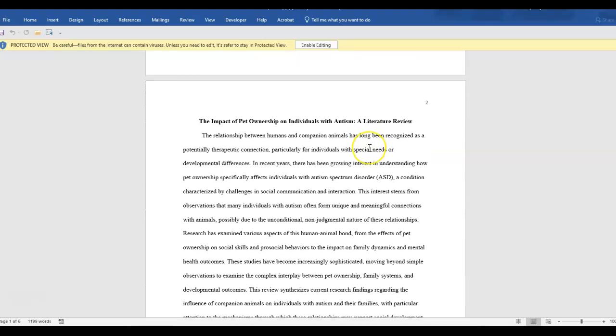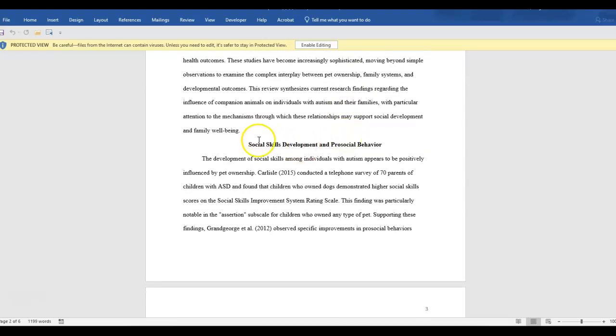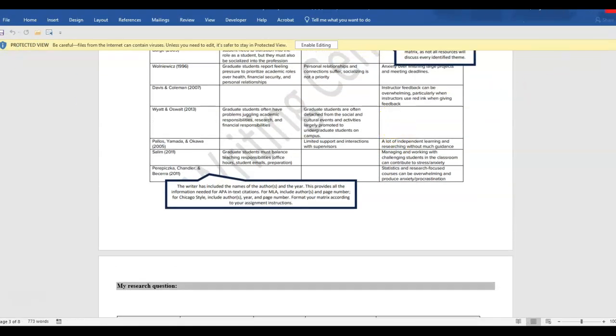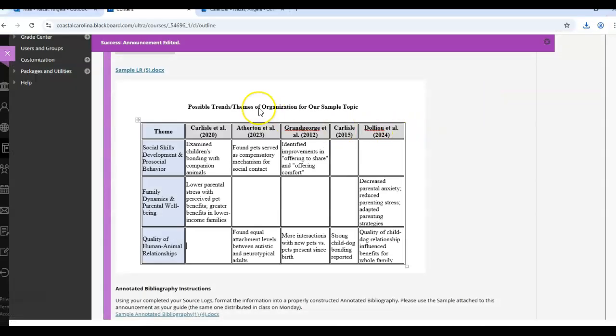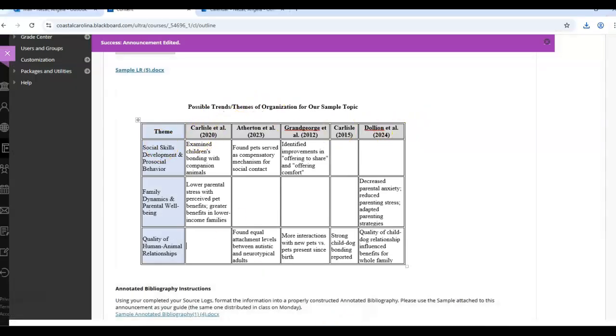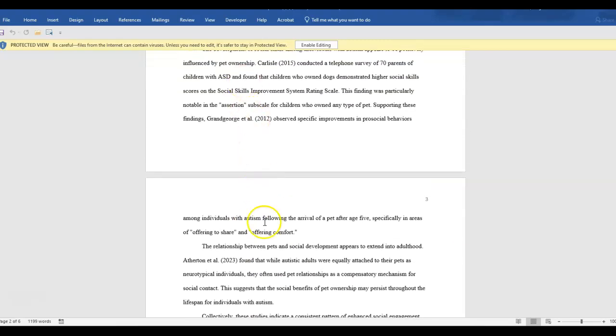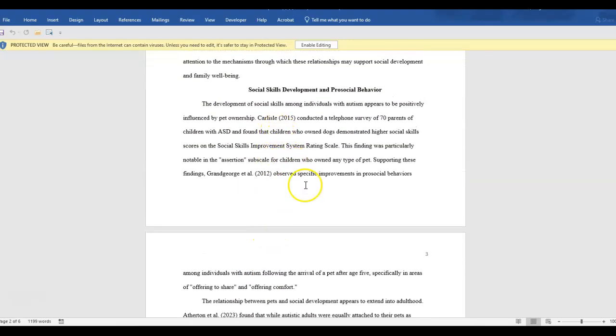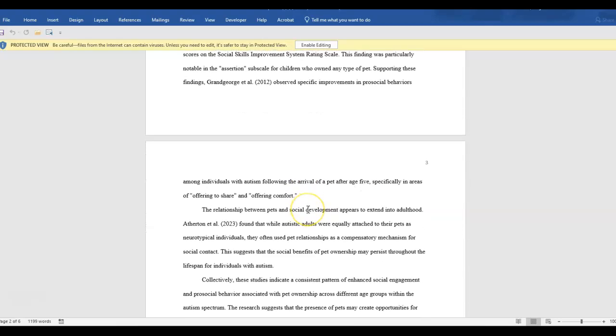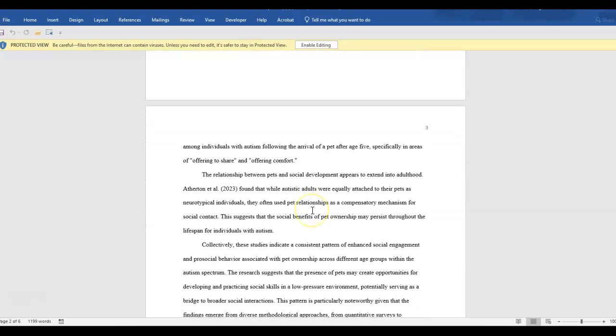So when you are organizing your paper, each one of those themes is going to become a section of your paper with a header. So social skills development and pro-social behavior. This was one theme, all right? And I will address all the articles and discuss in my paper all the articles that talked about that particular theme.